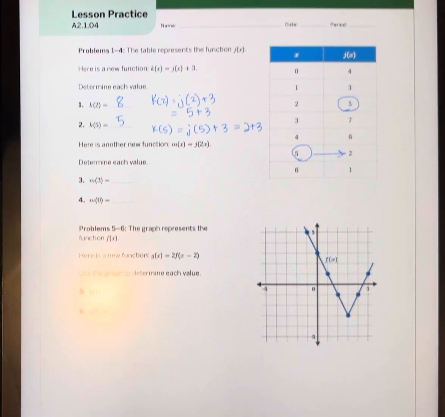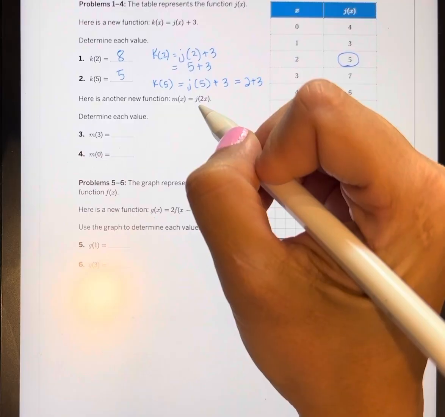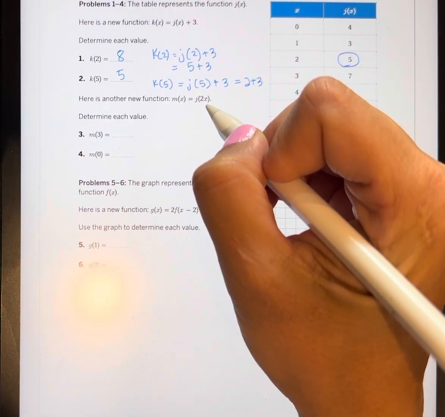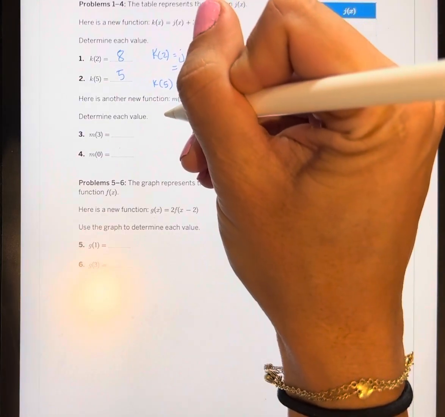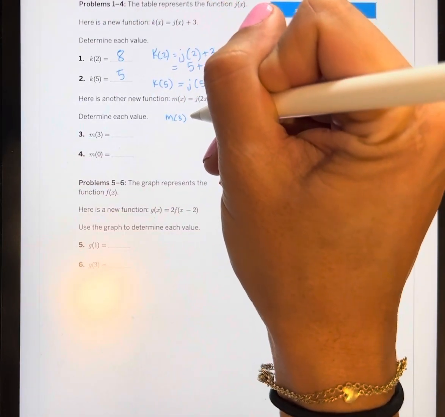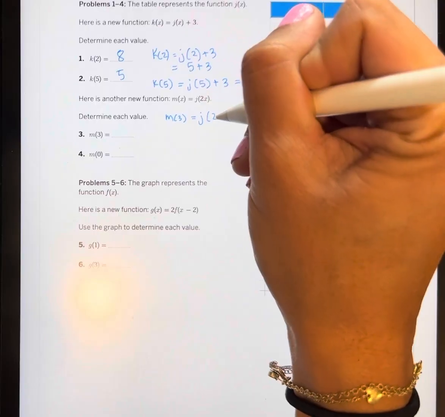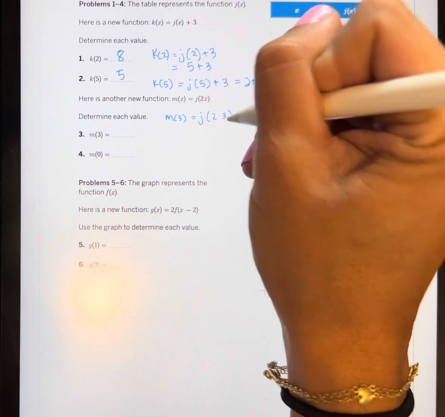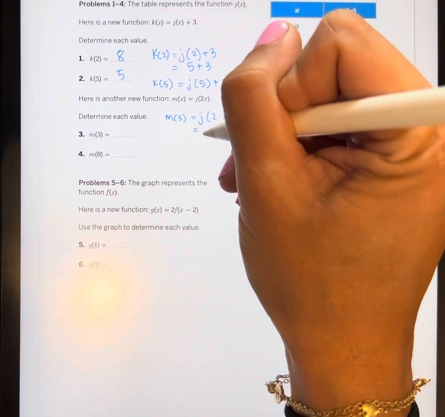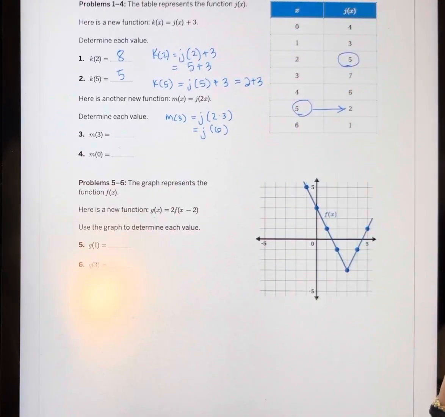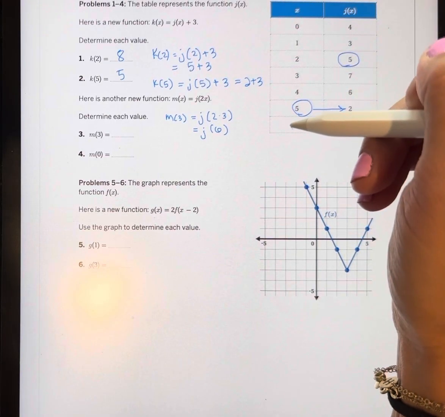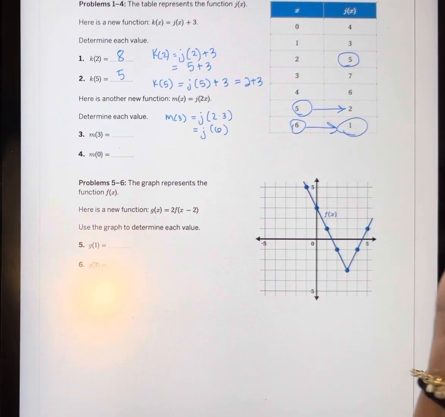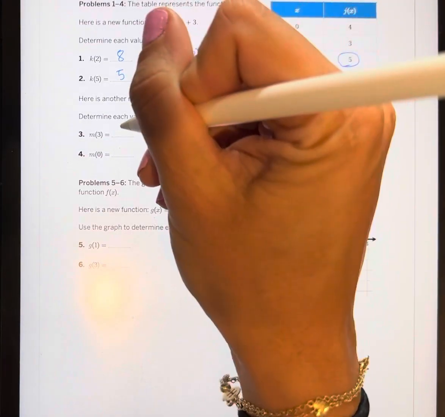Here's another function. Now m of x is j of 2x. Guys, we're just going to plug in 3 for x and we're not going to stress about it. M of 3 equals j of 2 times 3, which is j of 6. And again, now j of 6 is 1. So this equals 1.